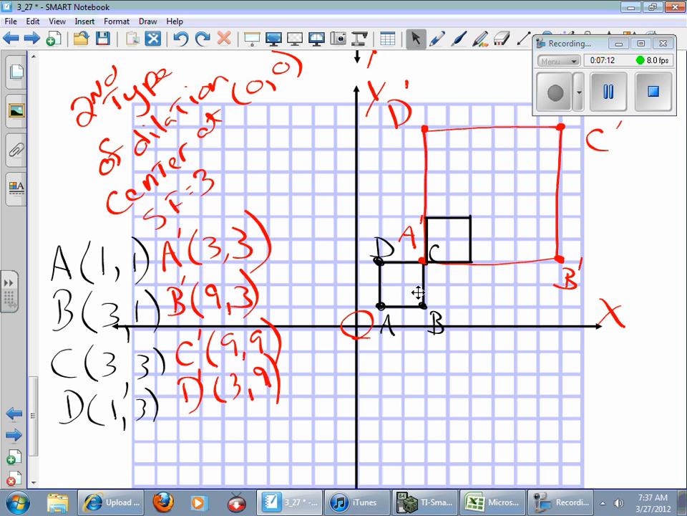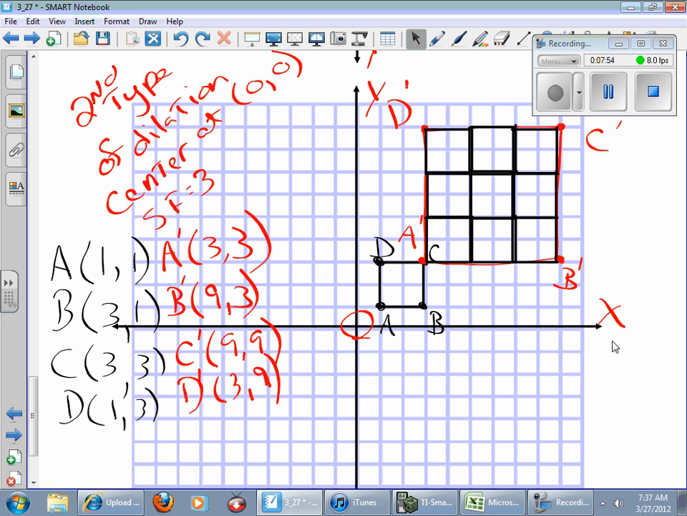There's 1, 2, 3, 4, 5, 6, 7, 8, and 9. You see, there are 9 of them. 9 of those little squares fit into that big square. 9 of square ABCD fit into square A prime, B prime, C prime, D prime. And that's because we tripled the length and we tripled the width.